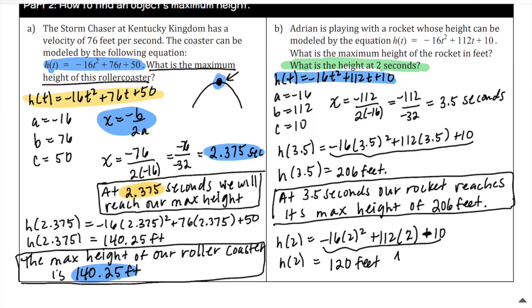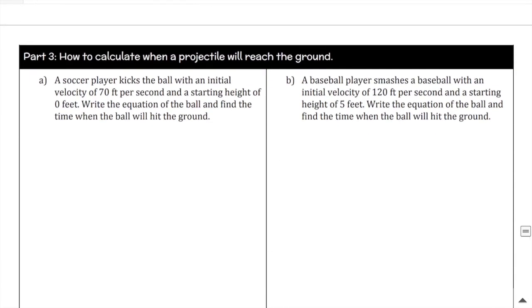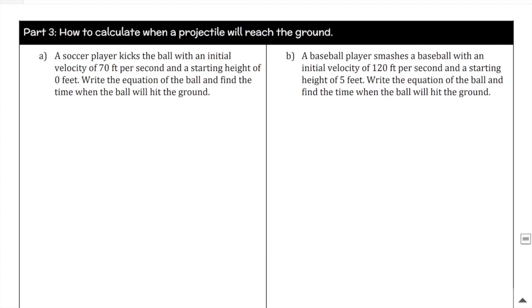So at 2 seconds, our rocket is at 120 feet. Okay, let's look at part 3. Part 3 is just how to calculate when the projectile will actually reach the ground.